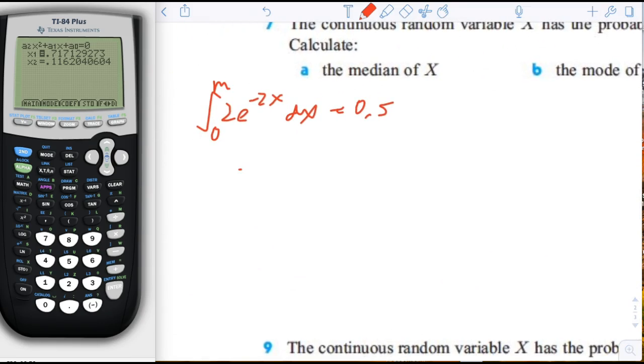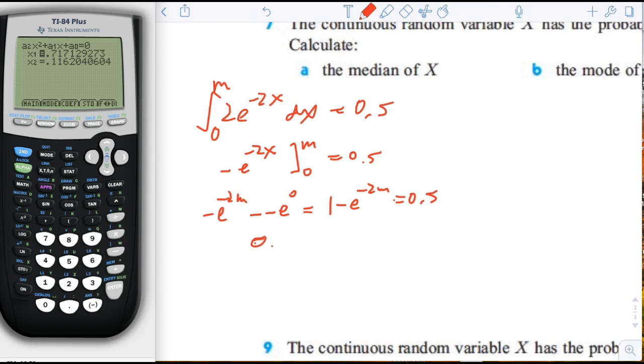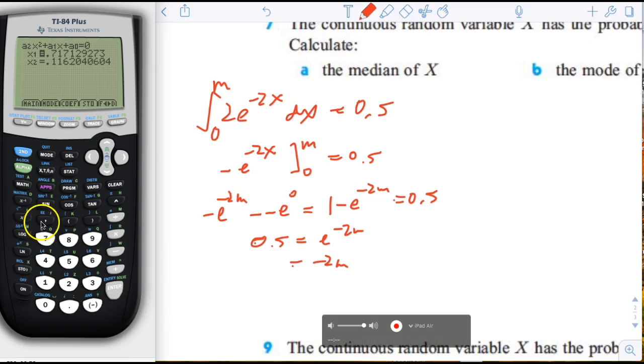So we're going to take the antiderivative of this. It'll be e to the negative 2x. We're going to divide by -2, so we just end up with -1 as a coefficient, from 0 to m here, and that's equal to 0.5. Let's substitute the m in, so we get -e to the negative 2m minus -e to the 0. So basically that's equal to 1 minus e to the negative 2m equals 0.5, which means 0.5 equals e to the negative 2m. So if we take the natural log of both sides, we'll find that negative 2m is equal to the natural log of 0.5.